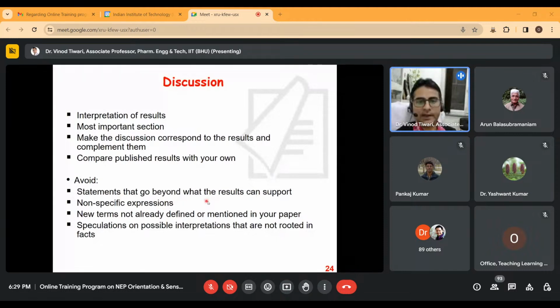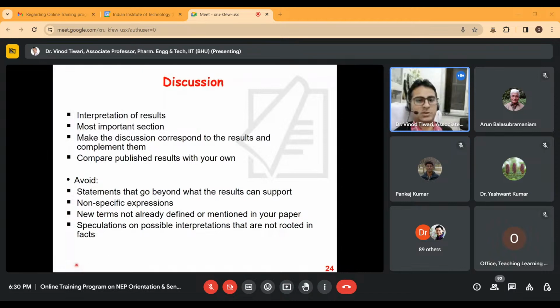Avoid the statements that go beyond what the results can support. So don't overclaim your things. Most of the time we generally use the term "may." The drug X may treat the disease Y. We don't say that drug X treats the disease Y, because that is overclaiming. You have performed a certain set of experiments, you have certain results, and they are just suggesting that it may happen. So be modest while discussing your data.